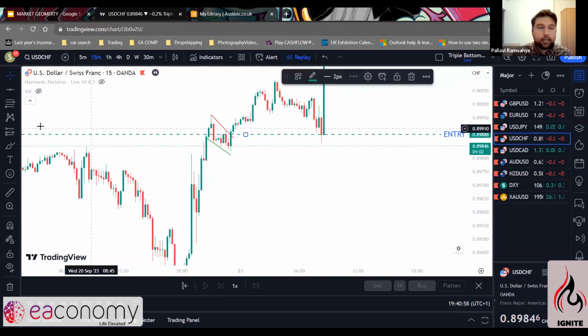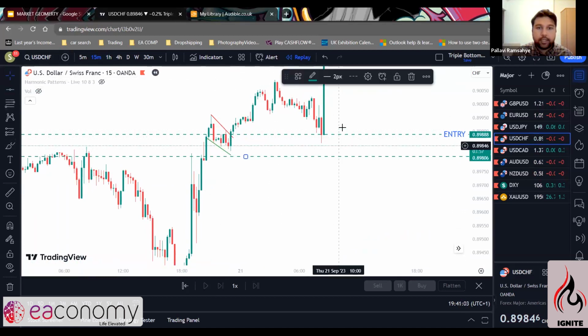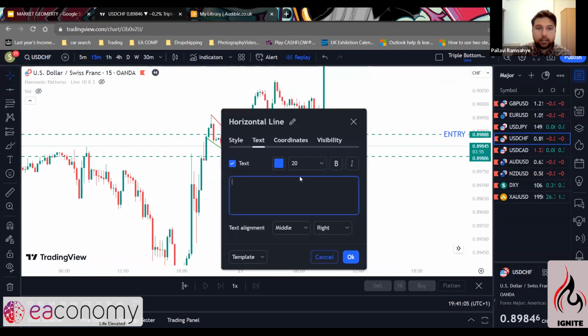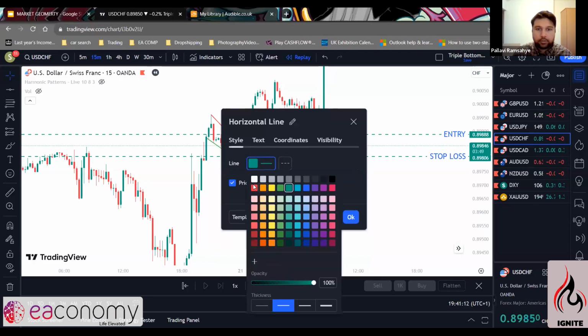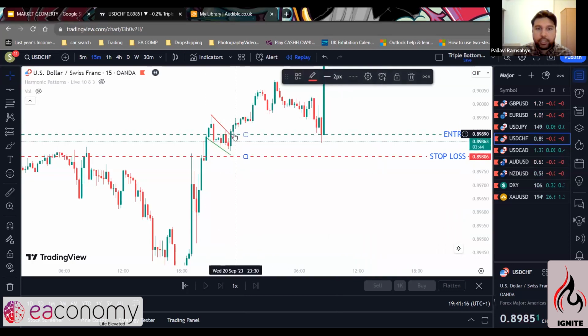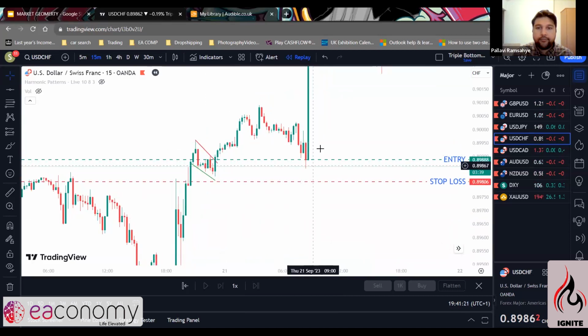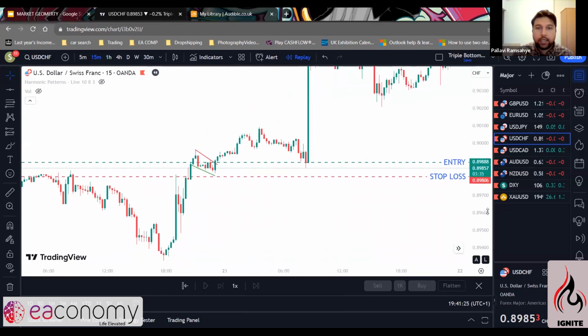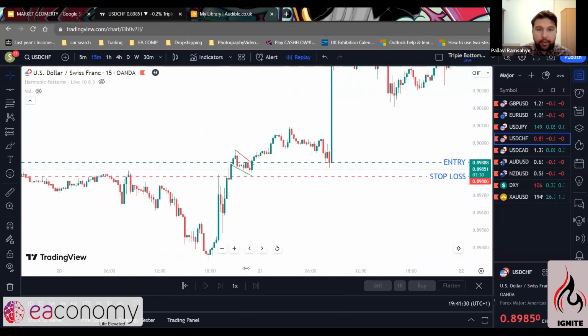Perfect. And then we can set our stop loss behind the support again. Change the color to red. Perfect. So you've got your perfect entry here. Your stop loss pop down there. And then you're waiting for that retest. Okay. And it did retest really well on this one. And then it did shoot off. So that's a good thing about these patterns.